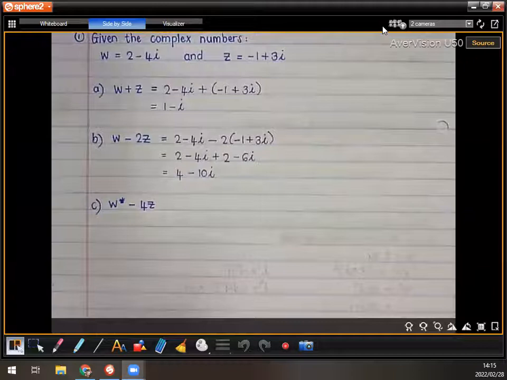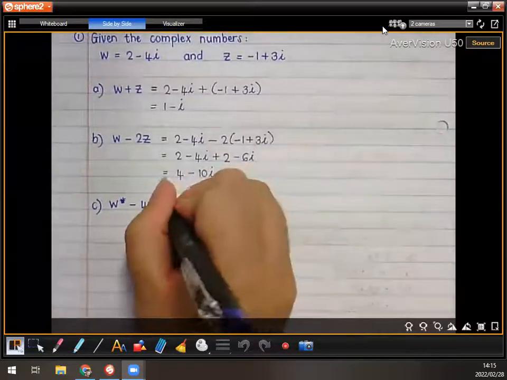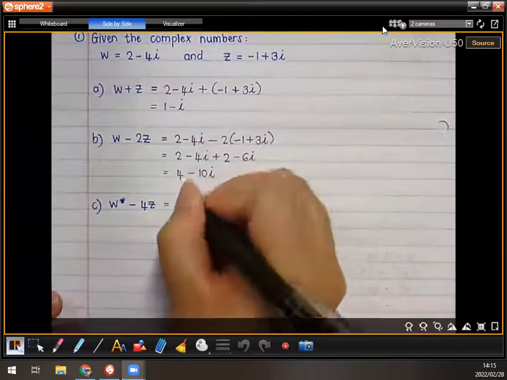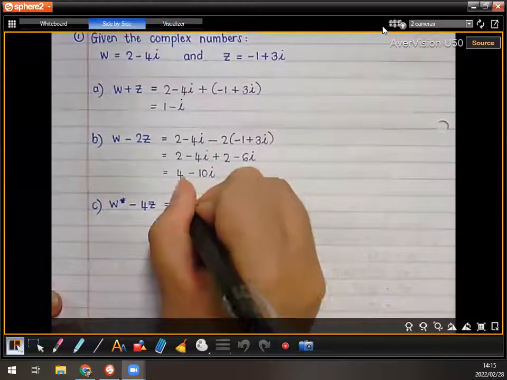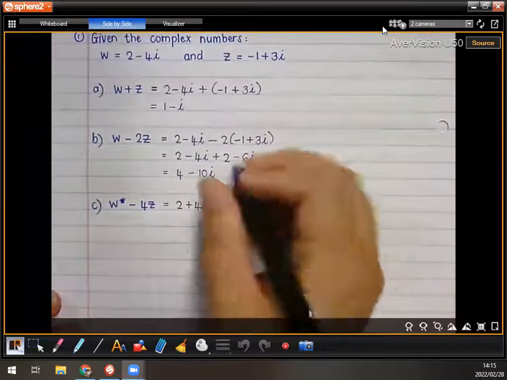And then minus 4 times z, and then we just put your like terms together. It means the conjugate of W. So the same two terms, but with a different sign in between.